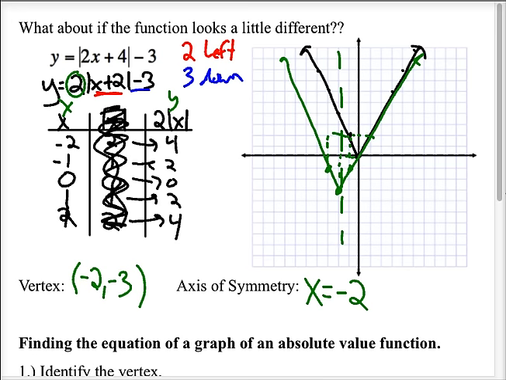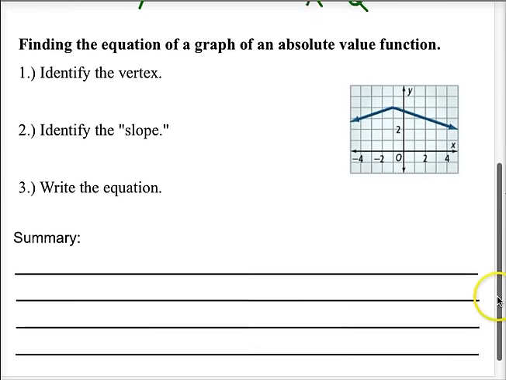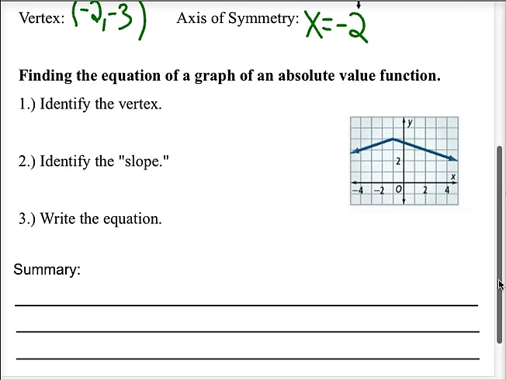All right, we're nearly done. Just one more little concept that I want to cover. You can actually find the equation of these absolute values. The first step is you can find the vertex. Because that vertex, in this case -1, 4, will show you the translations.